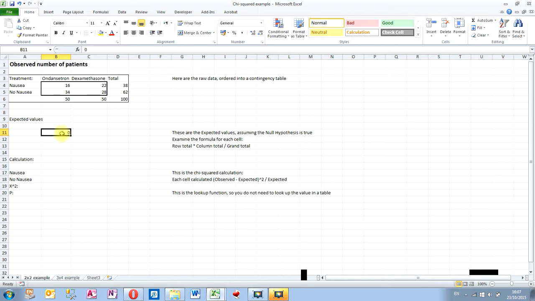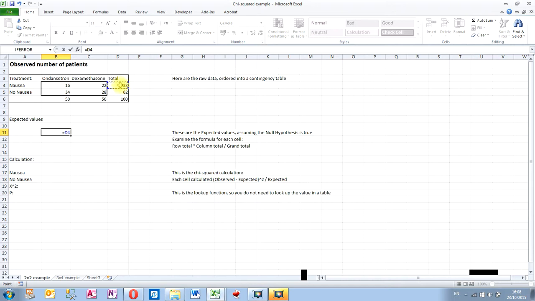And in each cell, we're going to put the row total multiplied by the column total, and divide that by the grand total. Okay, so the totals for the rows are here, the totals for the columns are here. So for this cell here, it corresponds to the 16 of the ondansetron patients who had nausea postoperatively. So the row total is 38. Okay, so I write equals cell T4.